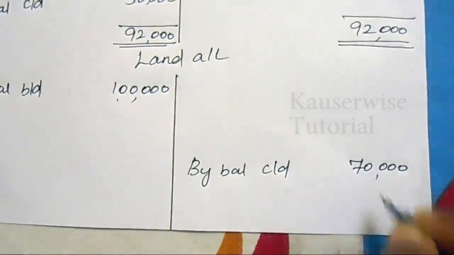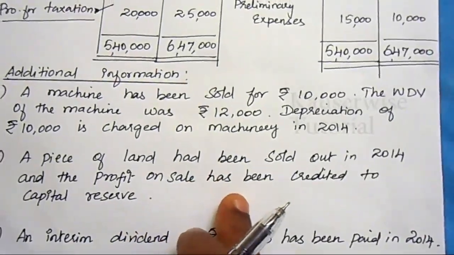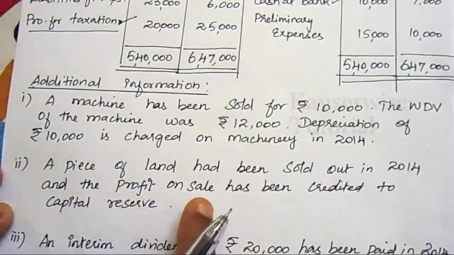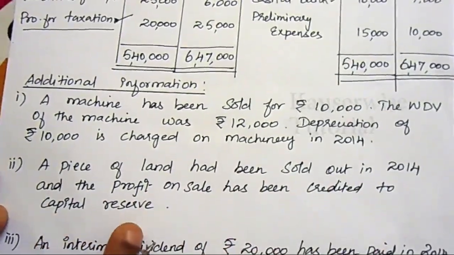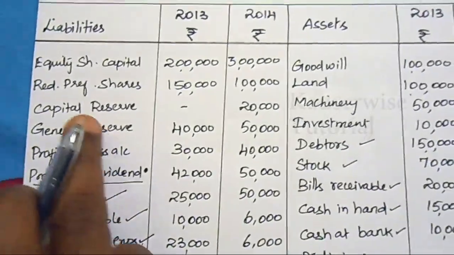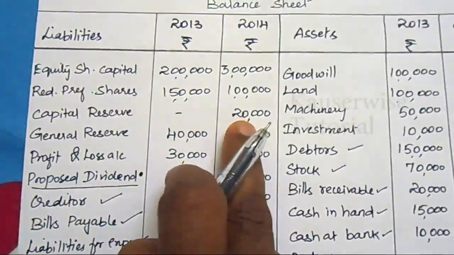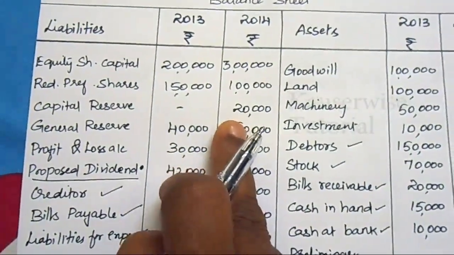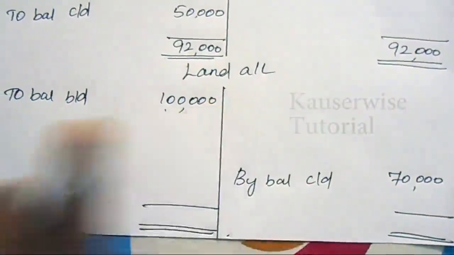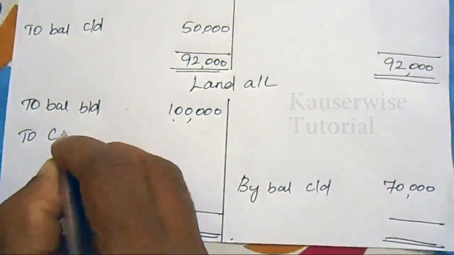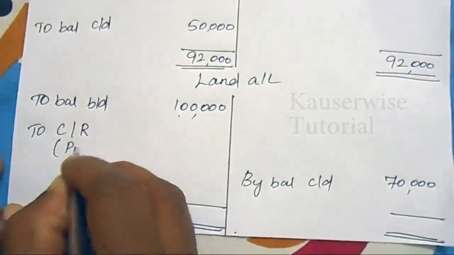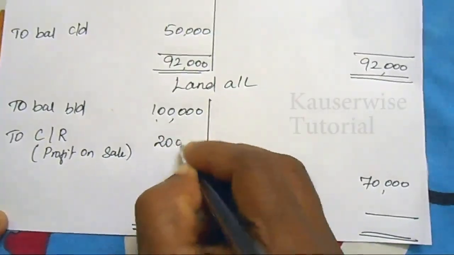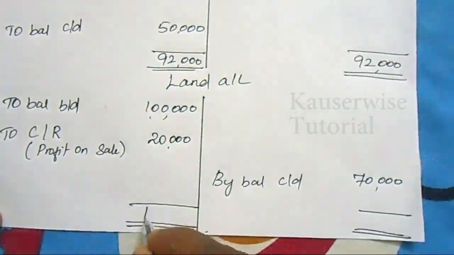70,000. In this adjustment, they didn't mention the selling price of land, but they clearly mentioned that the profit on sale has been credited to capital reserve. Look at the liability side. Capital reserve, how much? 20,000. This is the amount which is profit on sale of land. This will be recorded in land account. In land account, debit side, to capital reserve, within the bracket, profit on sale, how much? 20,000.